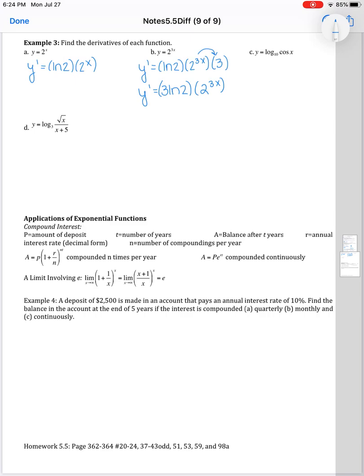So start off the same way. It's ln of a, so ln of 2, times your original problem, which is 2 to the 3x. But then again, I told you, you have to make sure that you're multiplying by the derivative of the exponent, which would be 3. So now any leading coefficient or number has to come in front, and then the 2 to the 3x would have to come second for that.